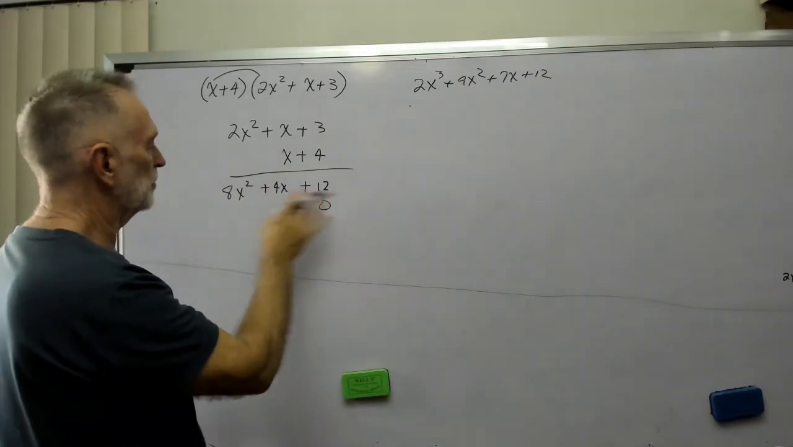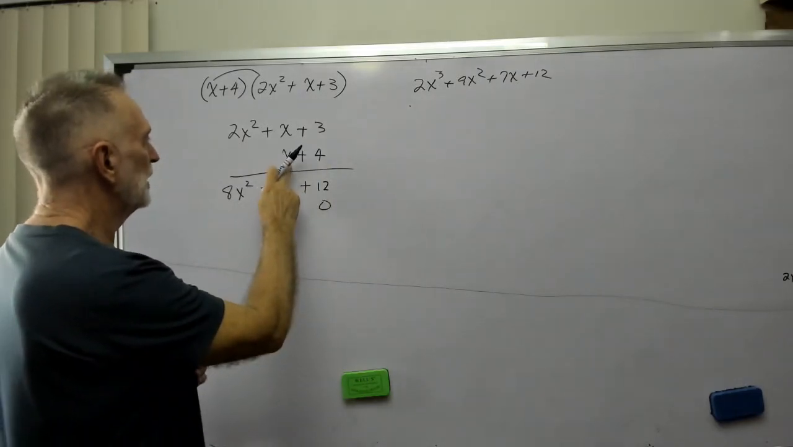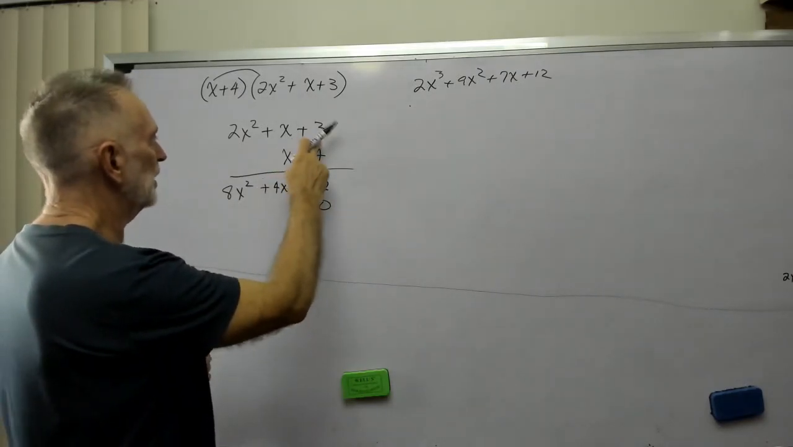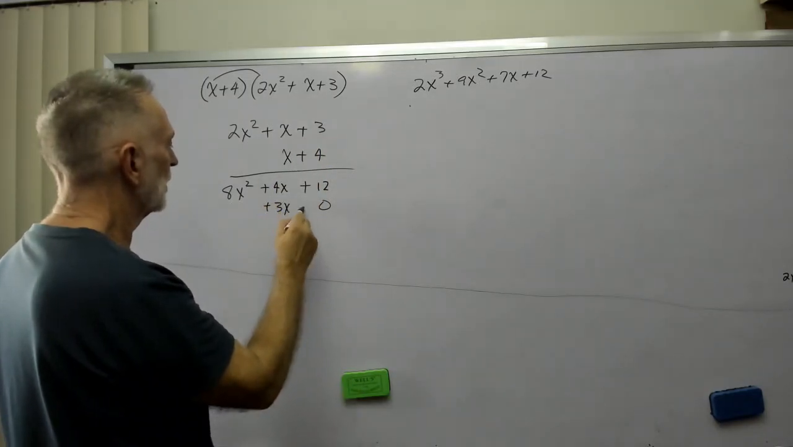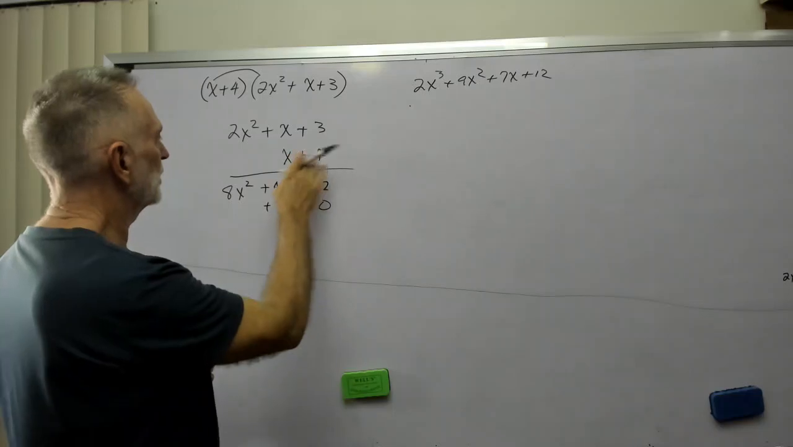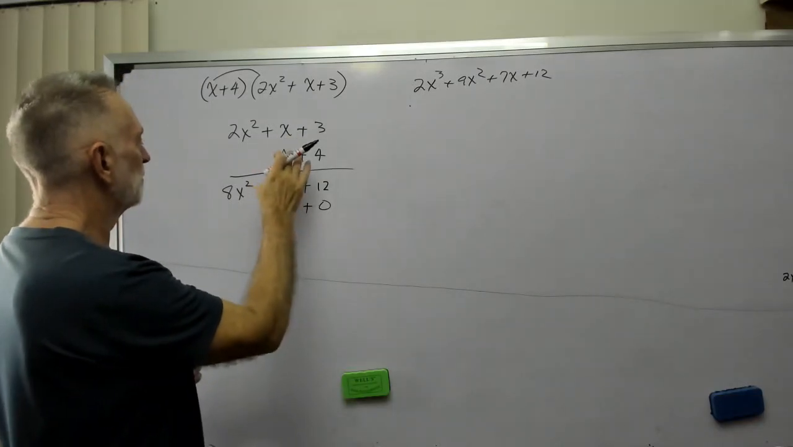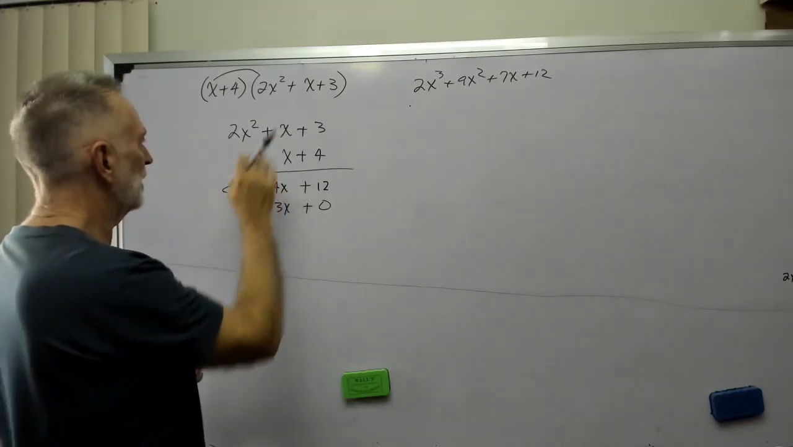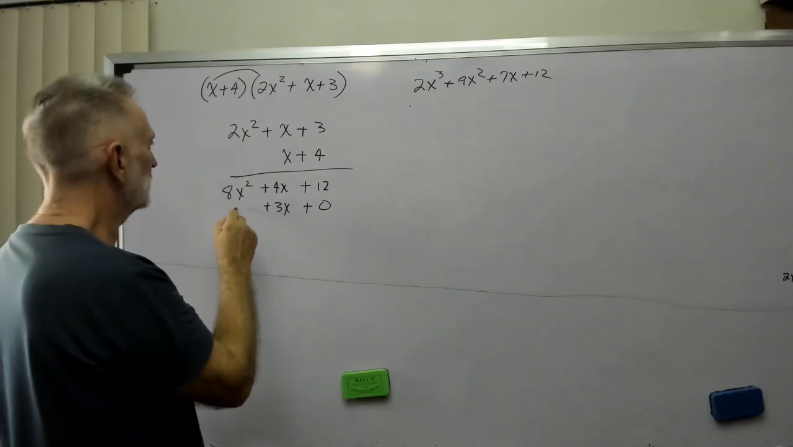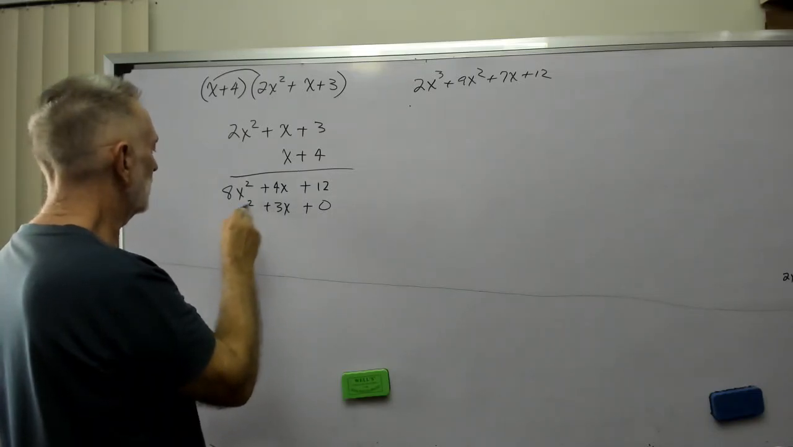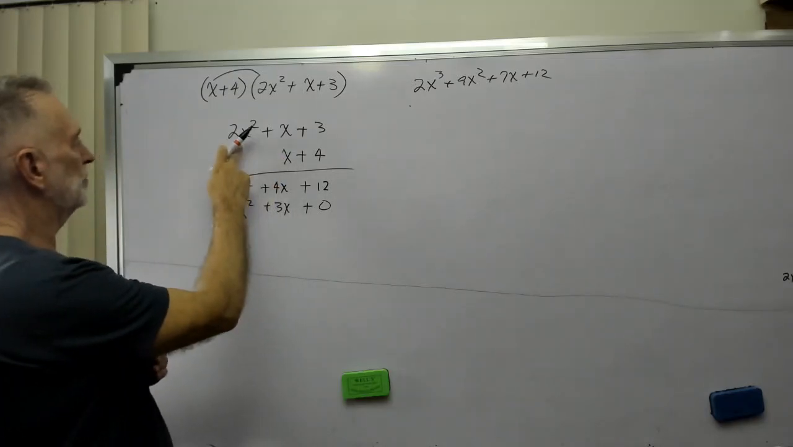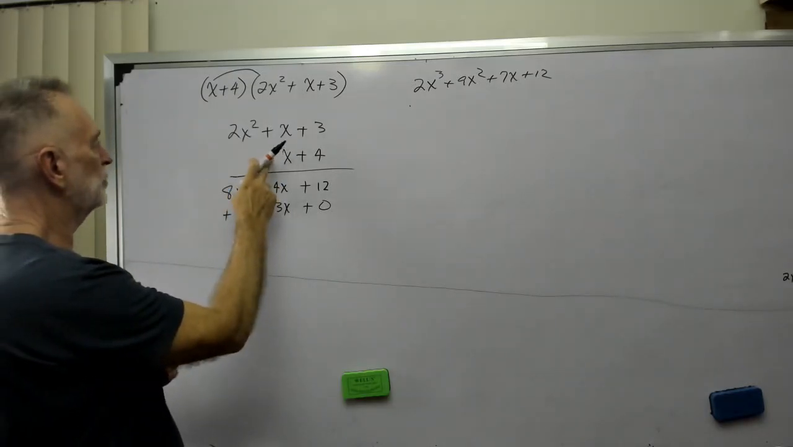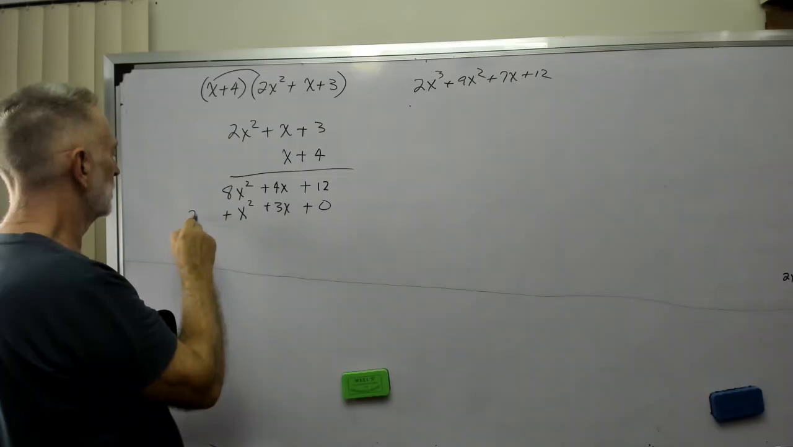0 here, same as any other multiplication. Positive x times positive 3 is positive 3x. Plus 0 here. Positive x times positive x is a positive x squared. Now x times 2x squared gives me 2x cubed.